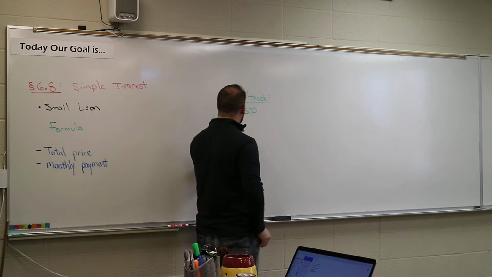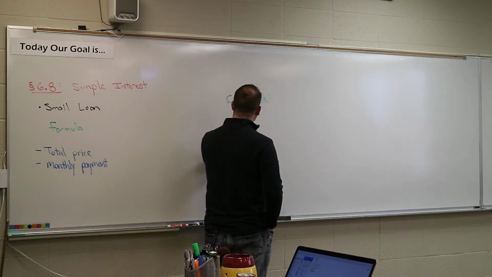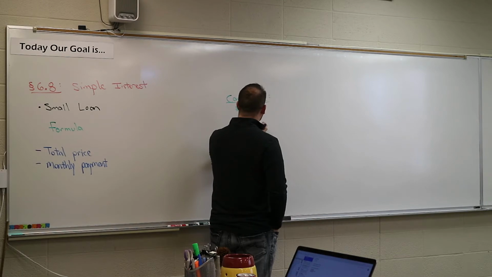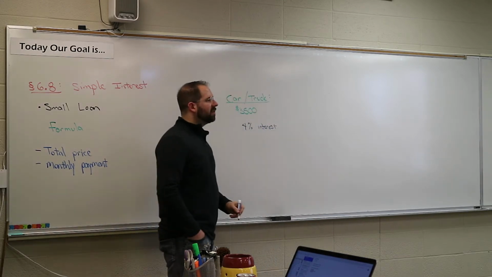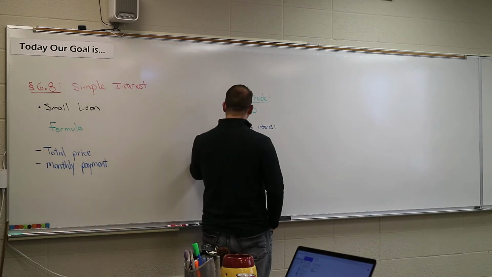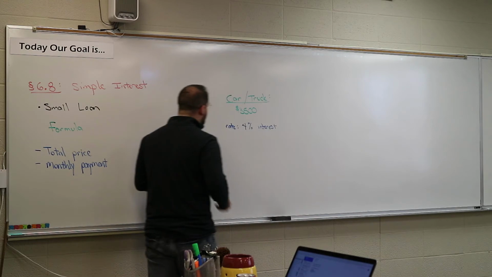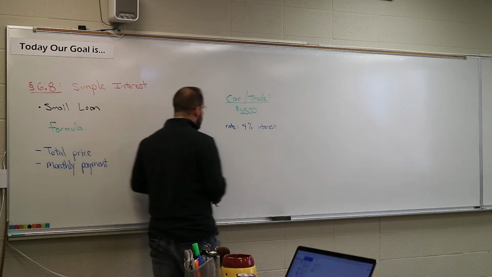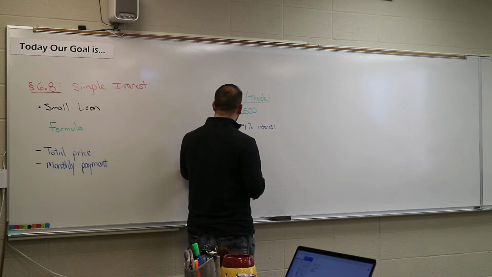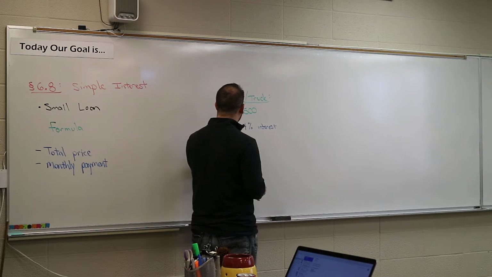Let's say you have okay credit, so we're going to go with a 4% interest rate today. That's the interest that the bank is going to give you. This is the rate that you're getting. Now, the time over which we're going to pay this loan back. Let's pay it back over 5.